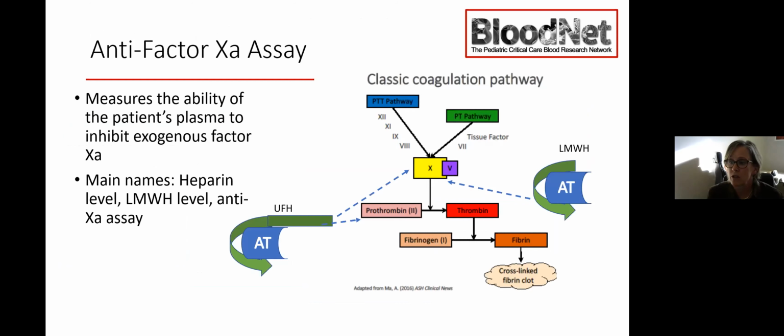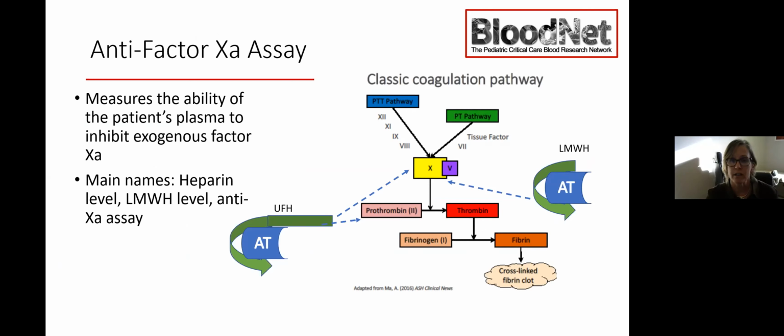Okay, so the first test we're going to discuss is the anti-factor 10A, which is the same as anti-activated factor 10. And this is a common assay for monitoring anticoagulation. And I think the name can be confusing. The assay does not measure the amount of activated factor 10 or factor 10A, but rather the ability of the patient's plasma to inhibit exogenous factor 10A.